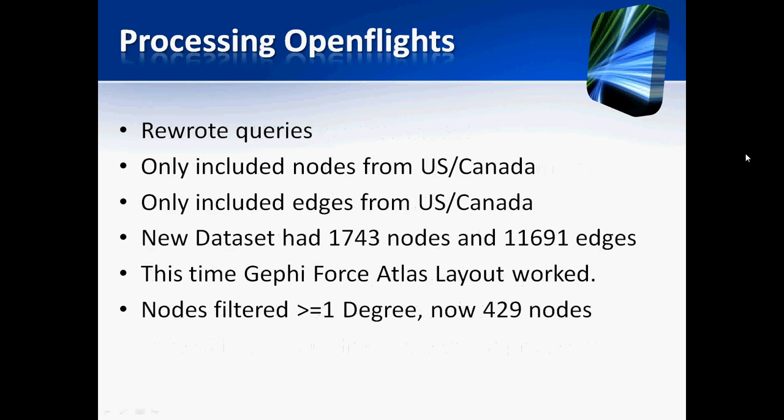So I rewrote the queries, and I only included nodes from US and Canada, and only included edges from US and Canada. So the new data set had 1,743 nodes, 11,691 edges. This time, when I ran the statistics and I did the computations, the layout worked, so I could better visualize the nodes. I also then filtered the nodes to greater than 1 degree. I figured they better at least have one flight. So now there's 429 nodes instead of the 1,743.